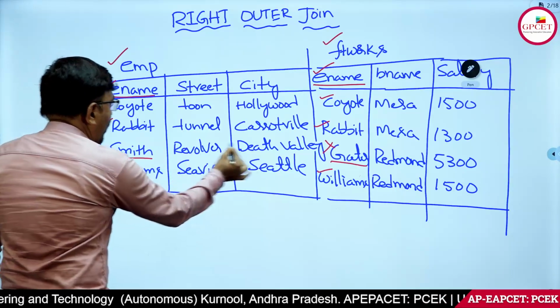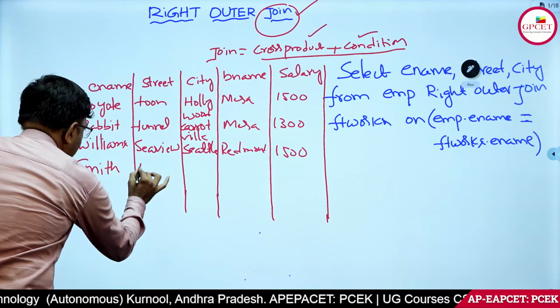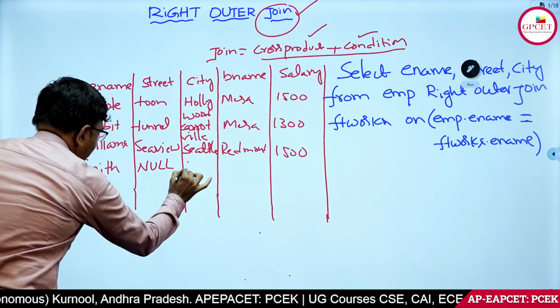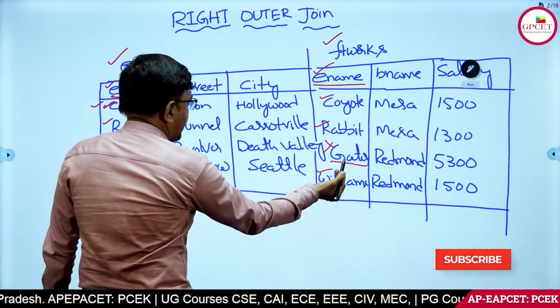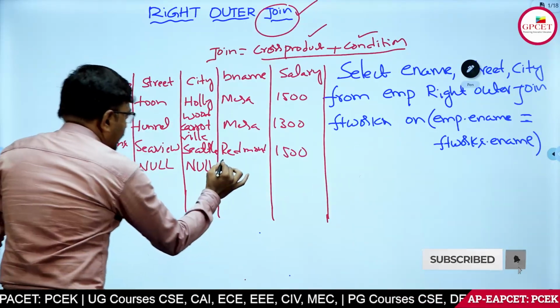What is that? Smith, revolves, death value. Revolves death value is a null value. Why? Because it did not match. Null. We add null values. And then the next one is here, Redmond 15.